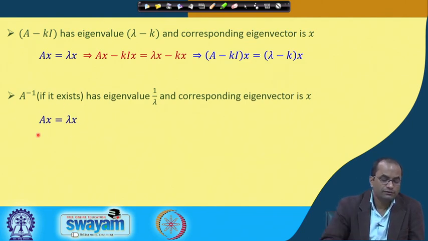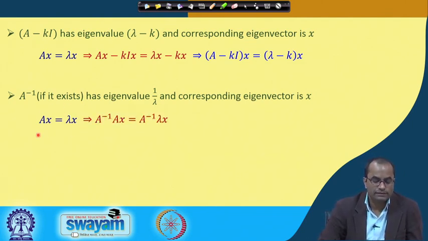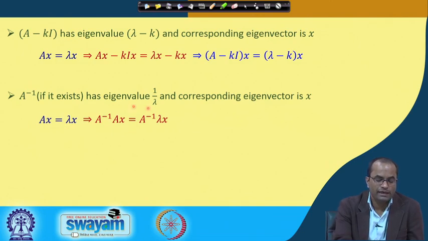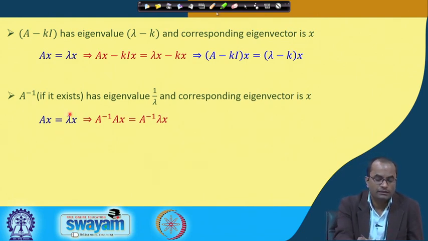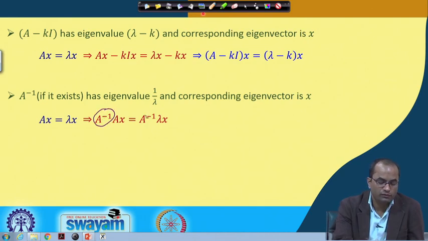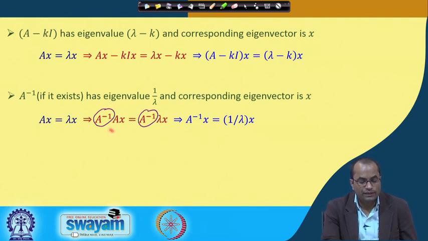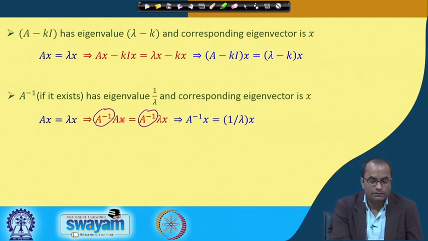To see this result, we have A x is equal to lambda x, and if we multiply both the sides by A inverse, we have A inverse into A x, and on the right hand side we have A inverse into lambda x. So, we have multiplied both the sides by this A inverse, and then what we have is A inverse A x on the left side.